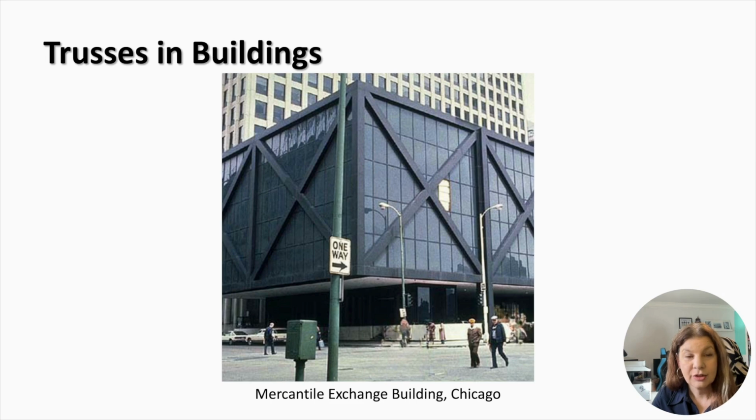Trusses can also be used for the building envelope. This is the Mercantile Exchange Building in Chicago, often called the Chicago Merc. The black outer structure is a truss. This external truss is a distinctive structural feature designed to support the building's weight while allowing for open interior spaces. The exposed steel framework not only provides strength and stability, but also contributes to the building's industrial aesthetic.